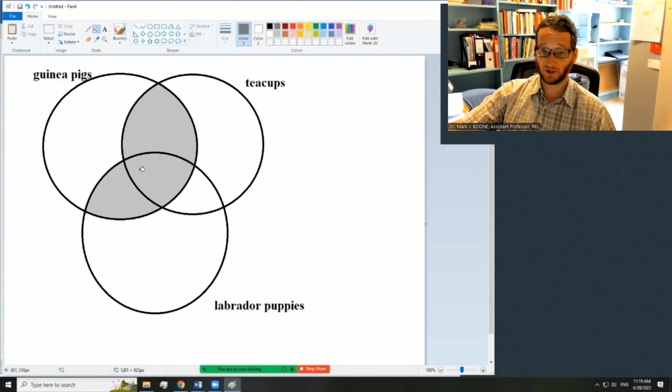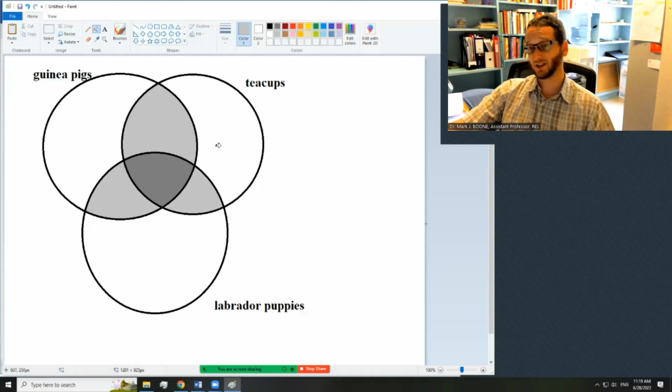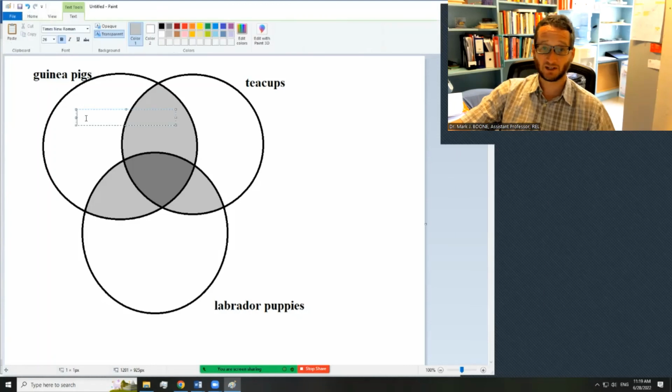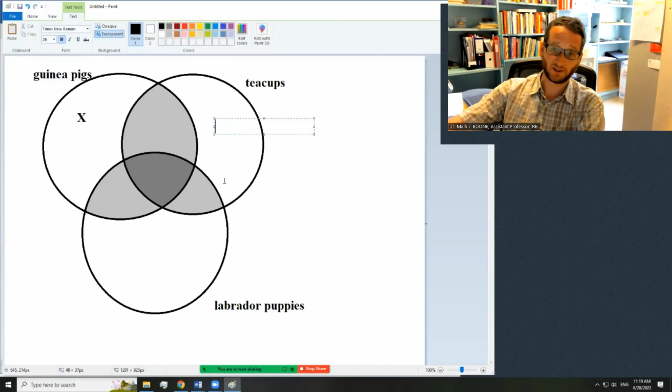And again, we have an extra reason to shade the region in the middle. And then this other region, teacups and Labradors, but not guinea pigs. You got to shade that too, because there are no Labradors that are teacups. But do guinea pigs exist? Yes. So that is necessary for writing in the full truth about these categories.